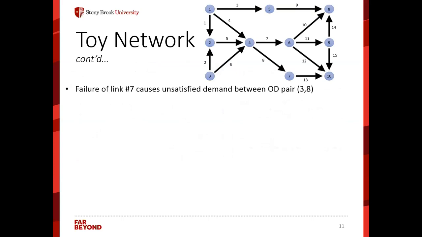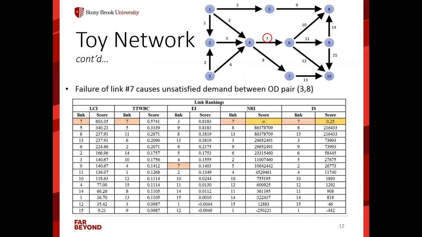And our results, again, link 7 is kind of important here. Here are our link rankings. Basically, we calculated the criticality scores for each link using different measures, including our own measure of LCI. And as you see, 7 is always on the top, except the efficiency index, which shows it a bit lower. I'm particularly talking about 7 because 7 is in between. It serves all the ODs.